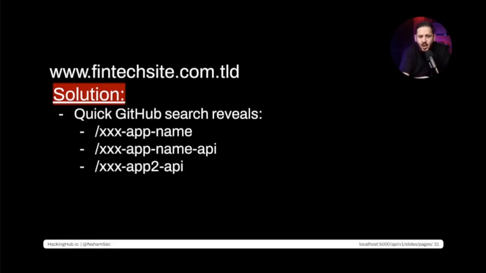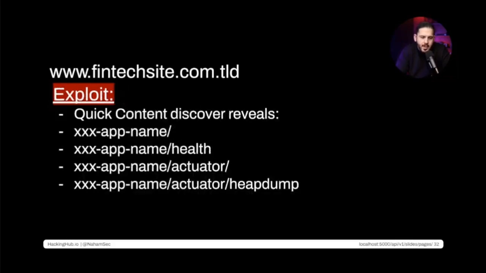Honestly, all the other methods like GitHub or Google dorking and crawling didn't have this information. I'm not sure why, but I couldn't find anything on it. But eventually the goal was to find something, and we did, right? A quick content discovery reveals that the app has health actuator and actuator heap dump.